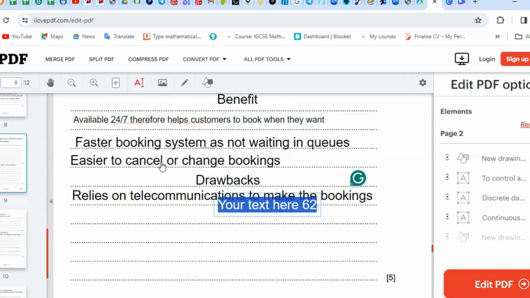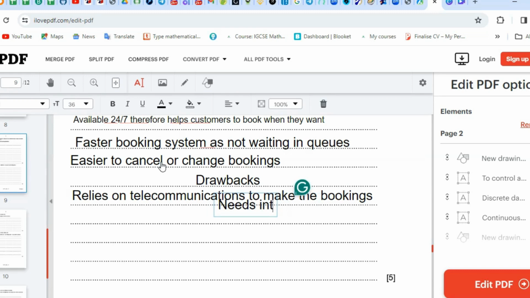Needs internet connection or access. Without that, you will not be able to make any booking online.